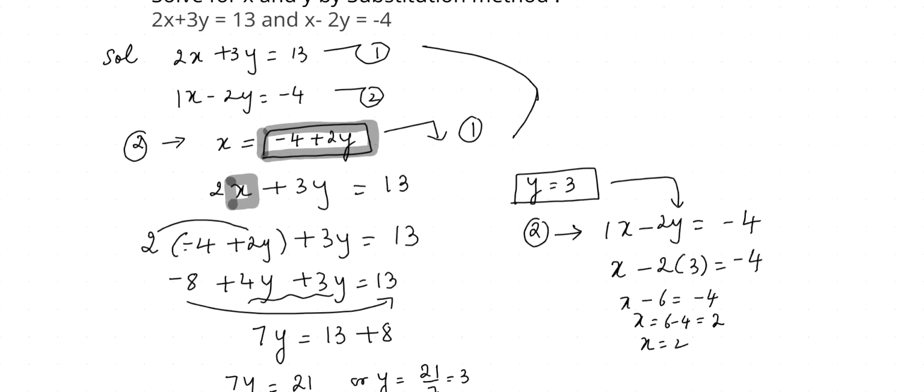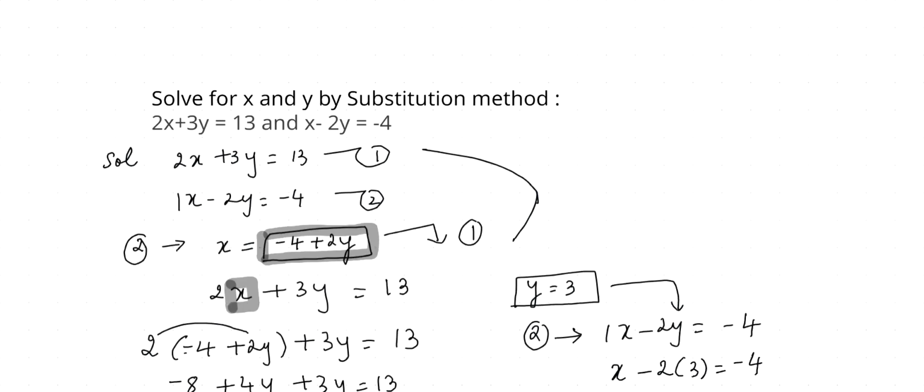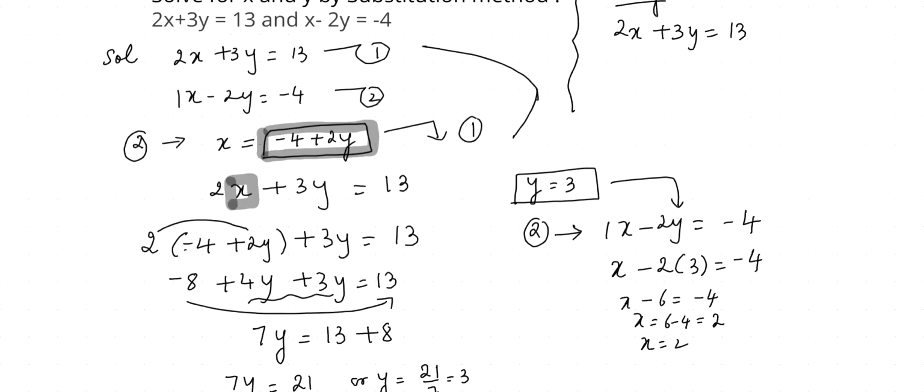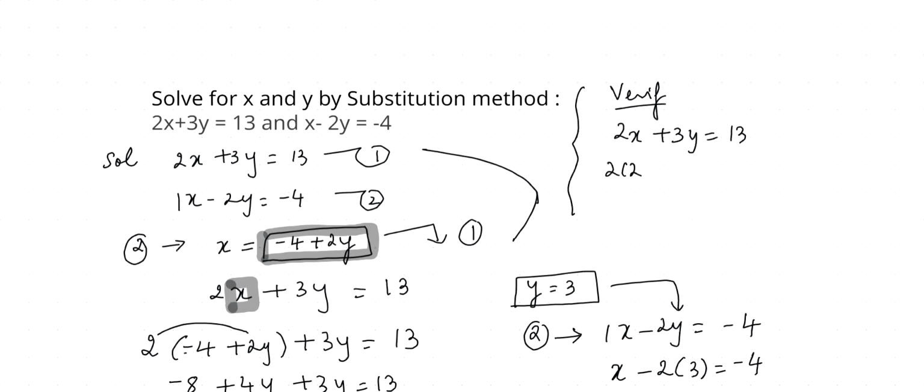Now, how am I so sure that my answers are right? You don't have to do it in the unit test, but I'm just telling you that if you do have time, it's a good practice to verify, and only if you have time. See, look here. This right here, verification. See, 2x plus 3y is equal to 13. You can choose any equation again. And what did I get? I got x as 2, isn't it? So 2 into 2 plus 3 into 3.